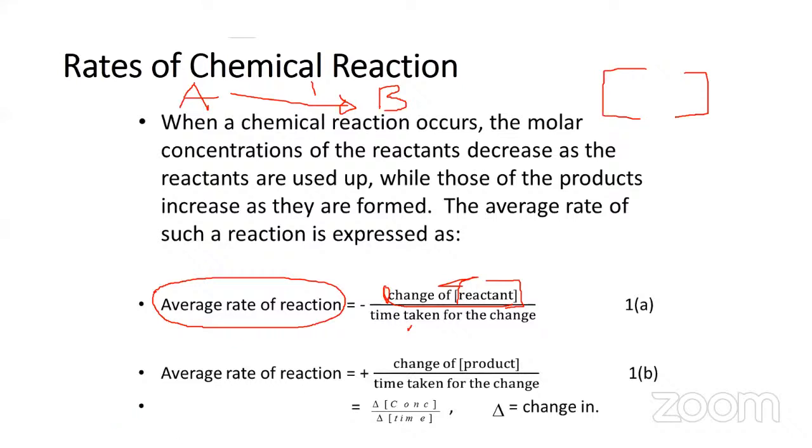Then look at something that is very significant here, and I want to show you. Look at this, 1A. There's a minus sign in front of this. The significance of that is that the reactant concentration decreases with time. So as time goes on, the concentration is changing.